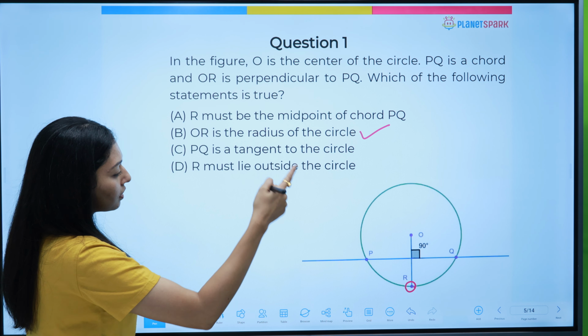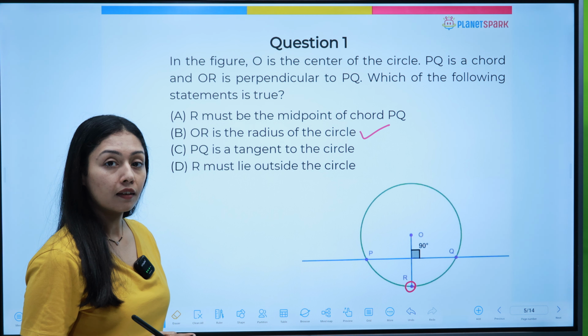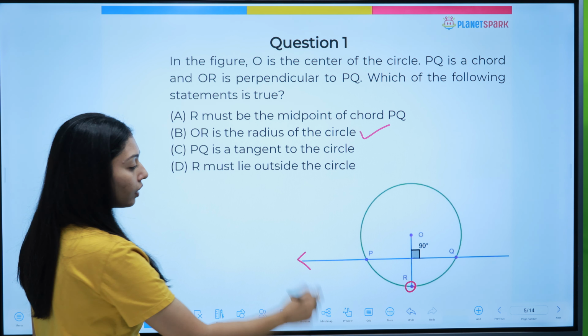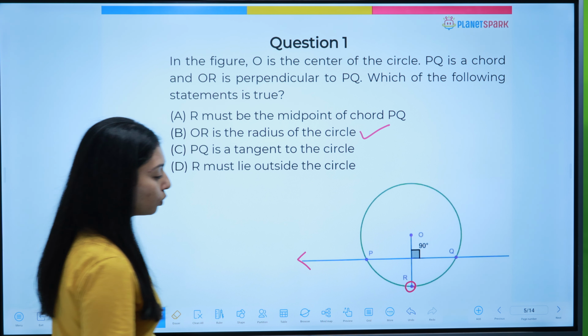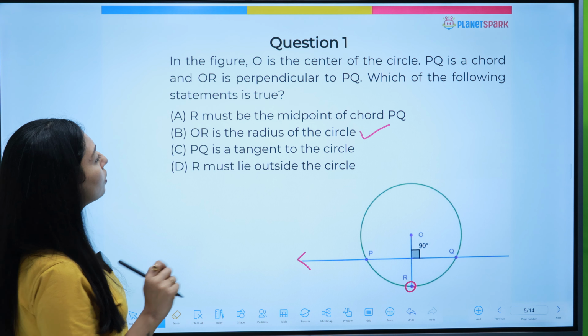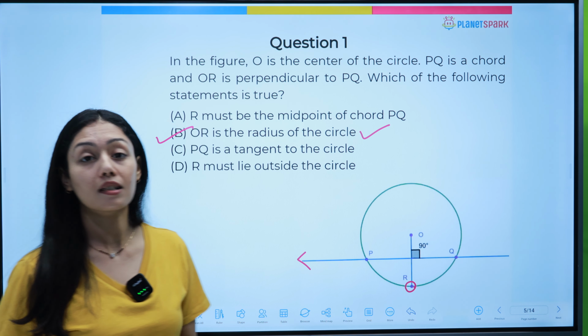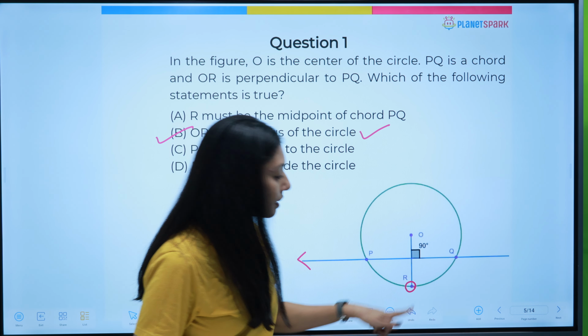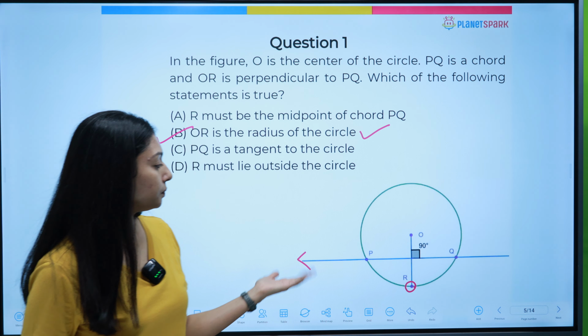PQ is tangent to the circle. PQ is passing through the circle. So that will be what? That will be a secant there, right? Not a tangent. R must lie outside this circle. Okay, is there any condition given as such? No. So the only true statement we have here is B, that OR is the radius of the circle, because R is there on the boundary of the circle given in the figure, right?